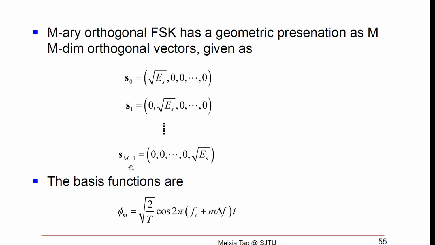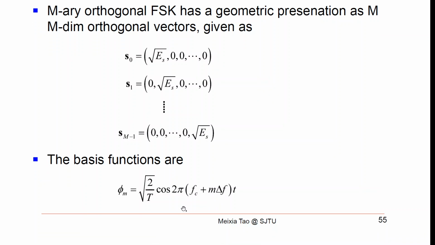So this has capital M different basis functions. Each basis function will have a different frequency: FC plus delta f, FC plus 2 delta f, and so on up to FC plus M delta f. So there will be a total of capital M different frequencies, all orthogonal to each other.